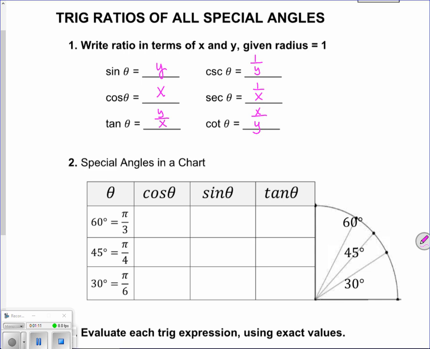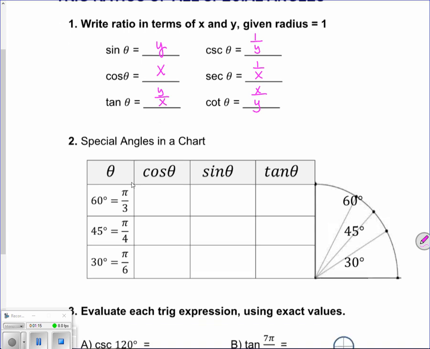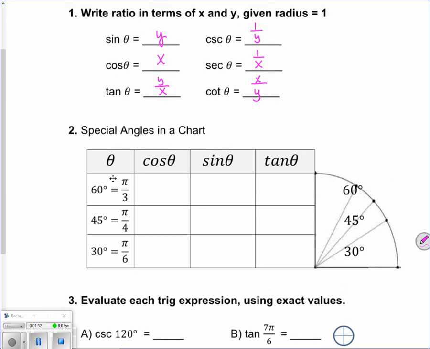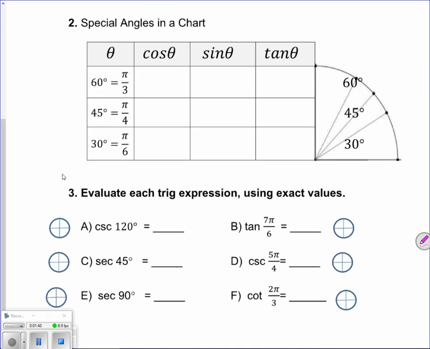Now, as we did yesterday, you're certainly welcome, as we do these problems, to use the way that we did it yesterday. We thought about where the angle was, we thought about what its ordered pair was, and then we went back to these formulas and picked the right one. That's perfectly fine and wonderful.